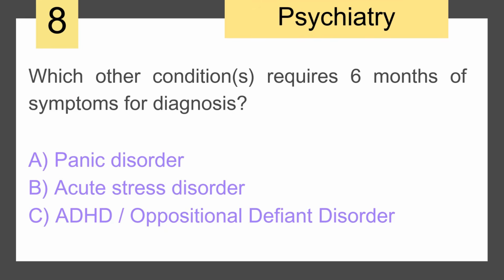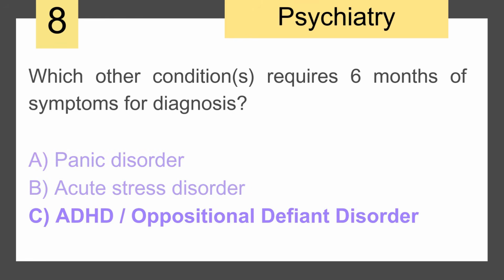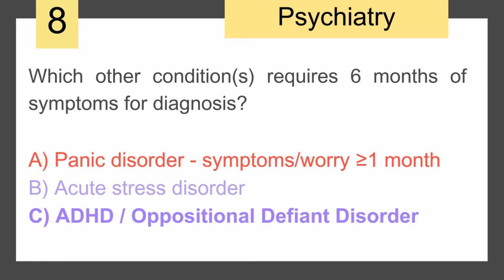They're not just worried about their exam tomorrow, it impairs them significantly throughout their day because they're worried about so many things. Question 8. Which other condition requires 6 months of symptoms for diagnosis? We talked about schizophrenia, and we've talked about generalized anxiety disorder. Another one is ADHD, my favorite, because I have it, and oppositional defiant disorder. Requires 6 months of symptoms. Panic disorder, that's symptoms of worry for at least a month, and acute stress disorder actually has to be less than a month to be considered for this diagnosis. It has to be impairment for less than a month post-trauma, and actually has to be between 3 days and 1 month. More than a month, it's PTSD.